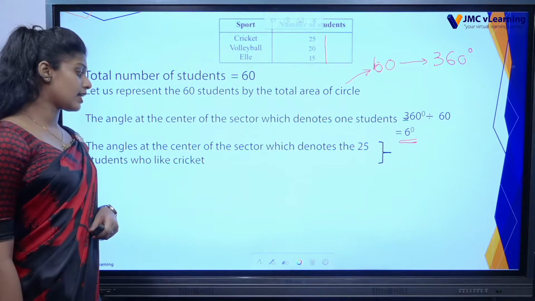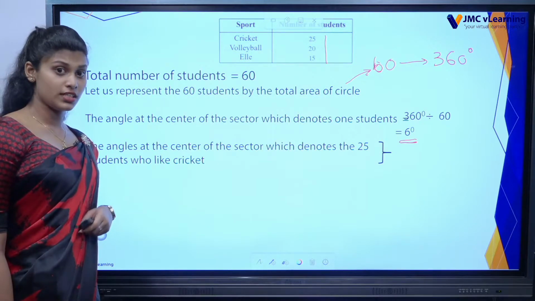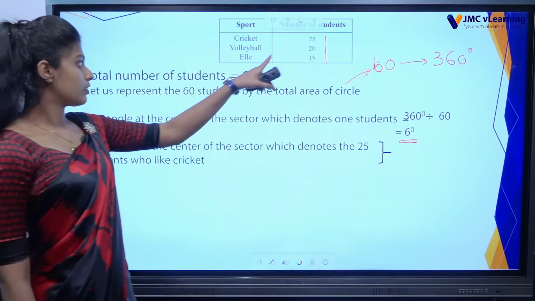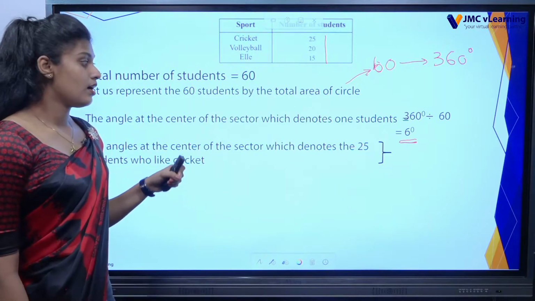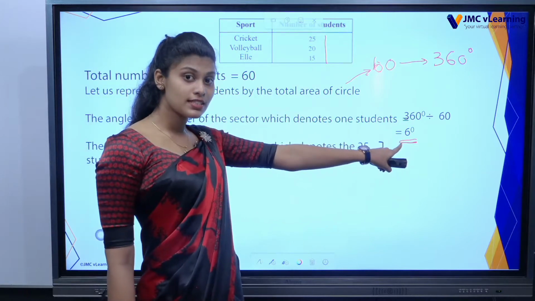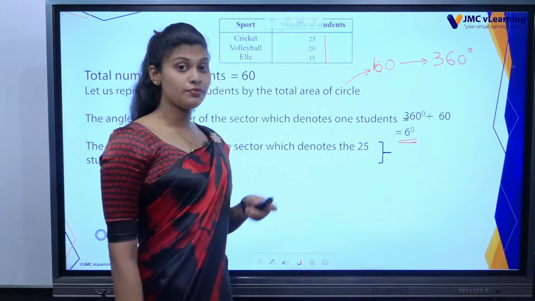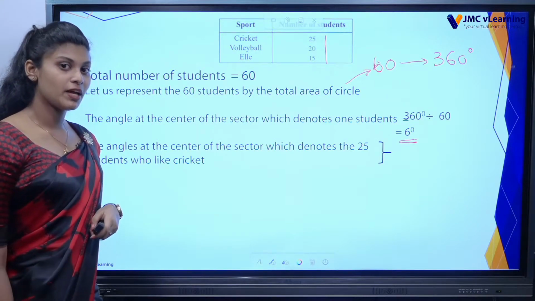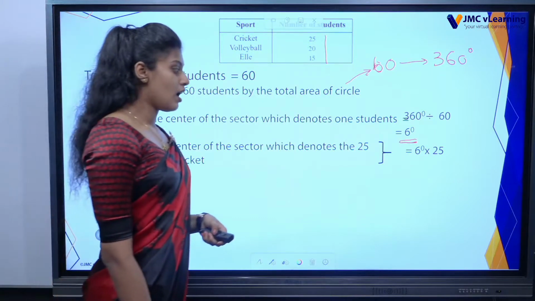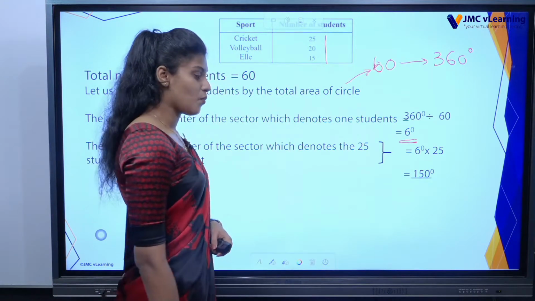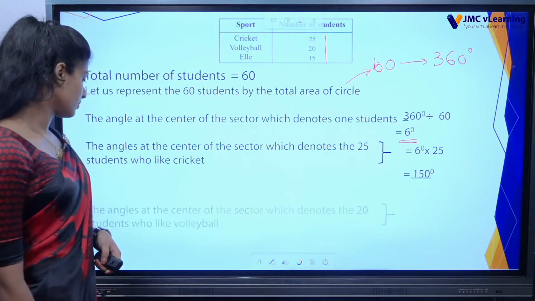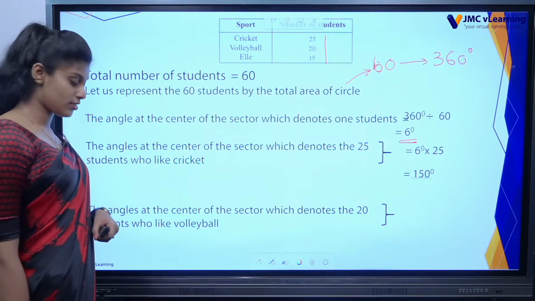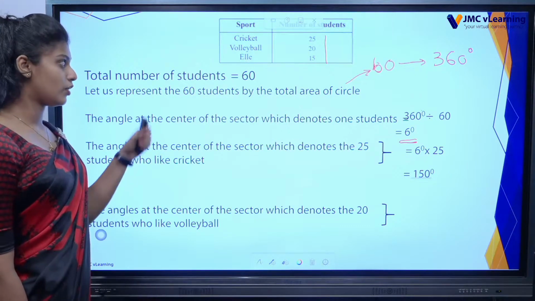Then the angle at the center of the sector which denotes the 25 students who like cricket. For cricket there are 25 students. One student is shown using 6 degrees. Then to show 25 students, what do you have to do? That 6 degrees you have to multiply by 25. How much is the answer? It is 150 degrees. Then let's find the angle at the center of the sector which denotes the 20 students who like volleyball.